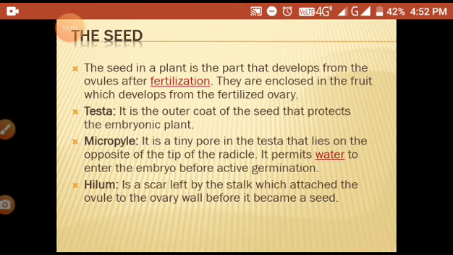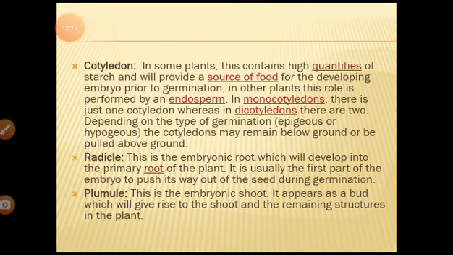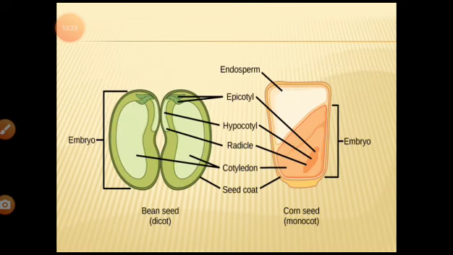Then the next is the hilum. What is the hilum? It is a scar left by the stalk which attaches the ovule to the ovary wall before it becomes a seed. I will tell you this with the help of this diagram. This is the diagram of a seed structure, so you can easily understand the parts from here.